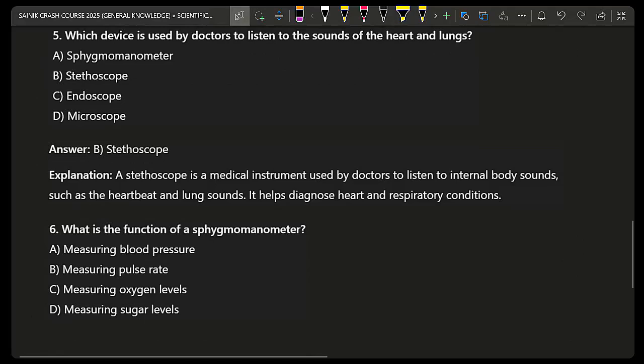Time up. Two students said option D, measuring sugar levels. Wrong answer. Three students said option C, measuring oxygen levels. Wrong answer. Four students said pulse rate. Wrong answer. And 10 students gave correct answer. That is measuring blood pressure. So blood pressure is measured by an instrument called sphygmomanometer.